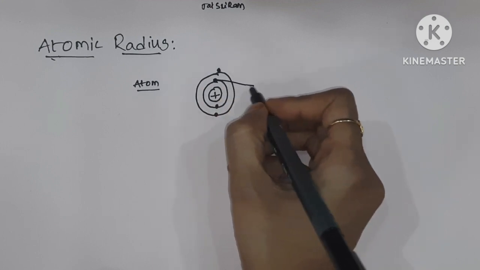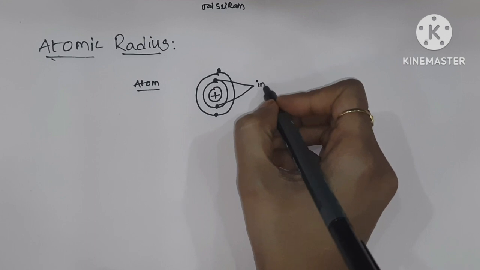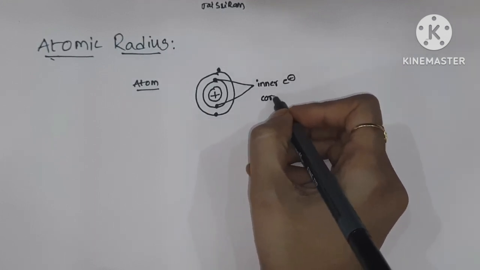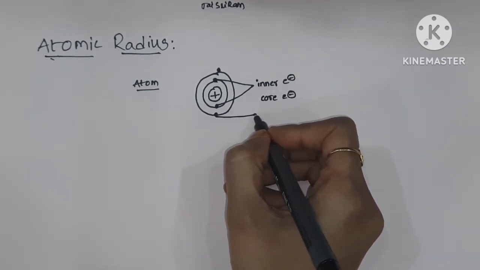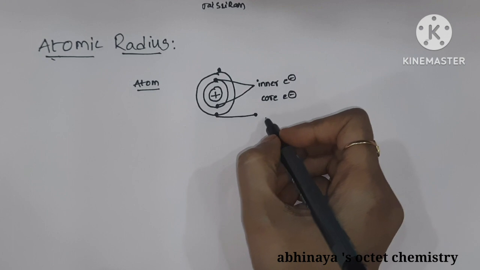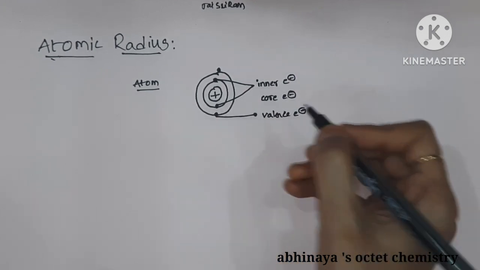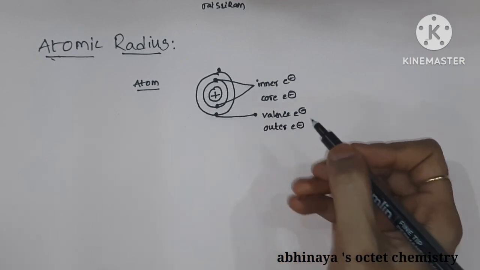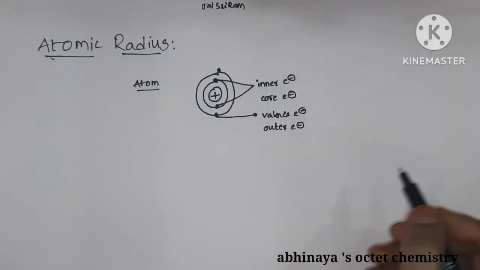The electrons present in the inner shells are called inner electrons or core electrons. The electrons present in the outer shells are called valency electrons or outer electrons. Right? This is the structure of an atom.